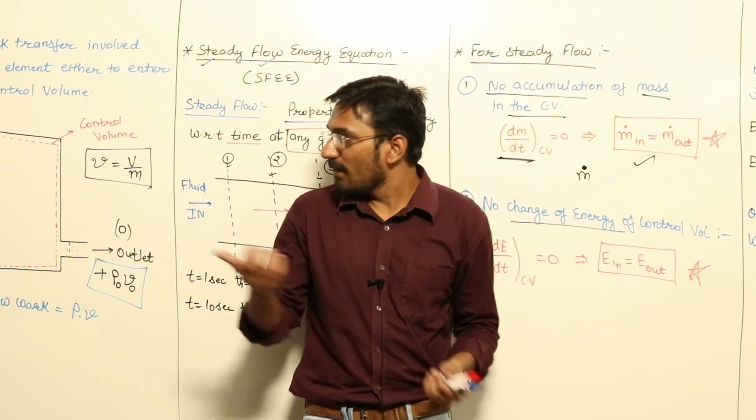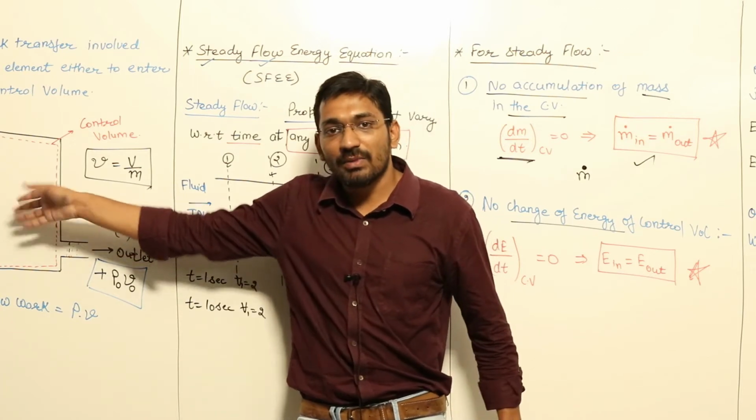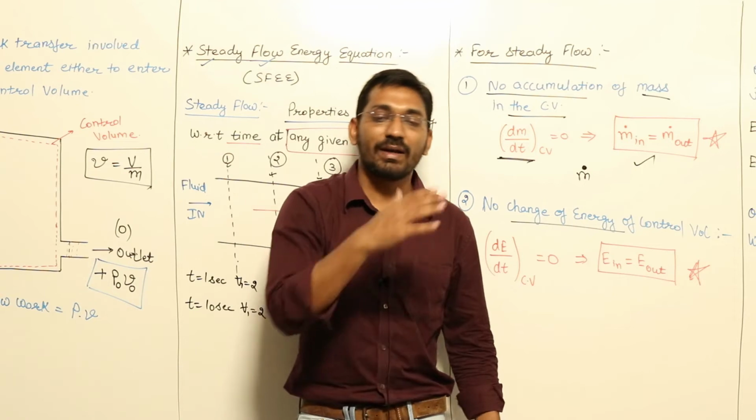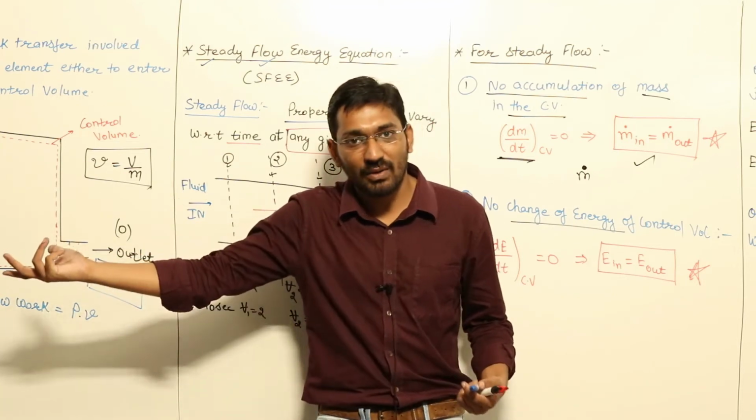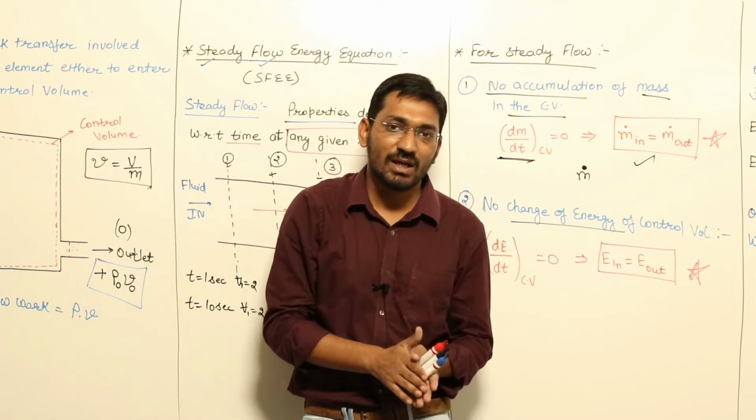What is the energy? Suppose in this control volume, heat is coming inside the system, or heat can go out of the system, or the system is doing some work on the surroundings, or the surroundings are doing some work on the system.